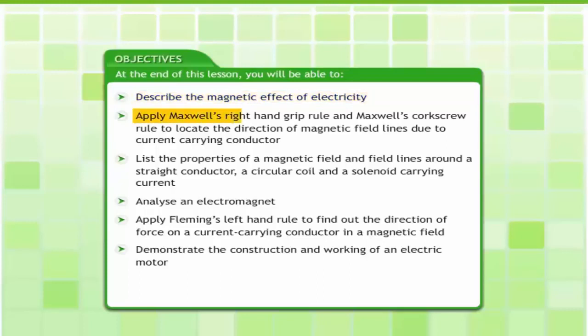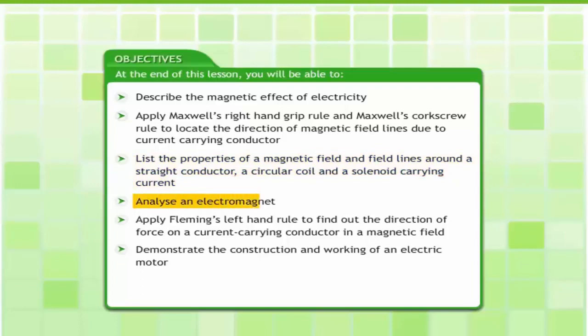Apply Maxwell's right-hand grip rule and Maxwell's corkscrew rule to locate the direction of magnetic field lines due to current carrying conductor. List the properties of a magnetic field and field lines around a straight conductor, a circular coil, and a solenoid carrying current.